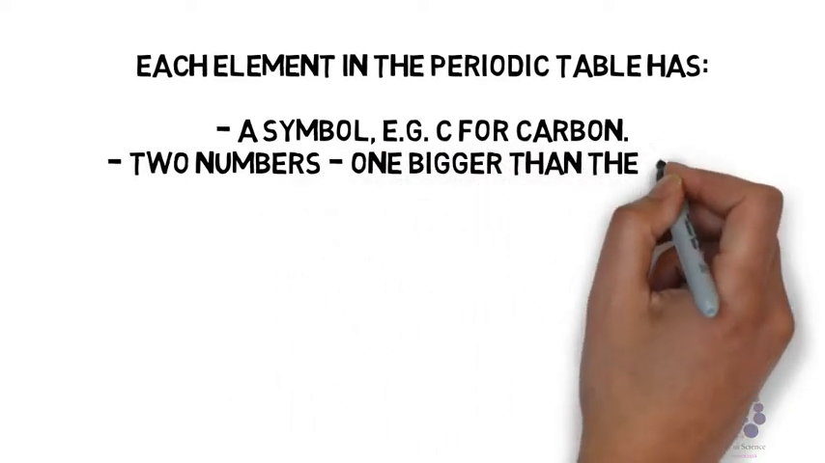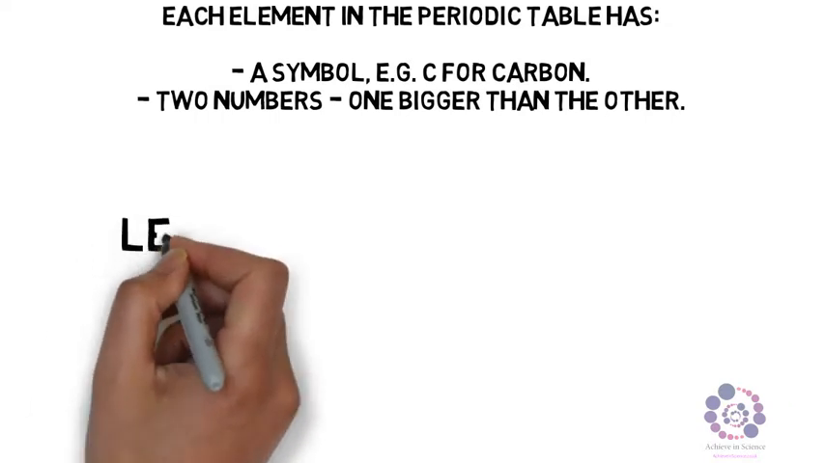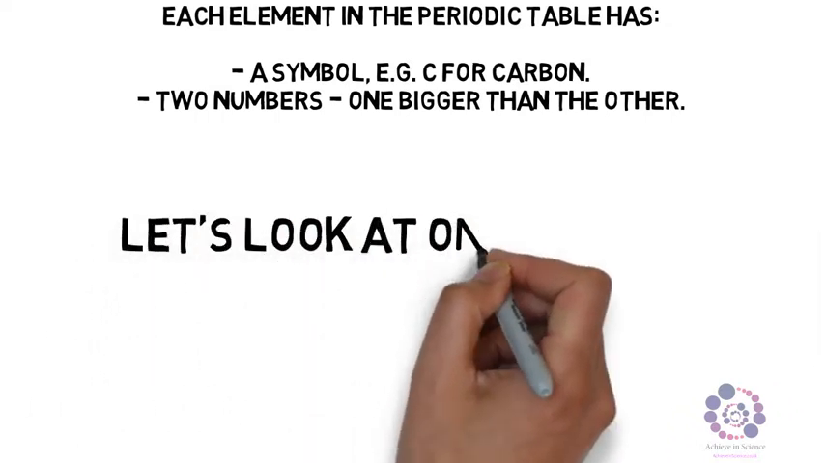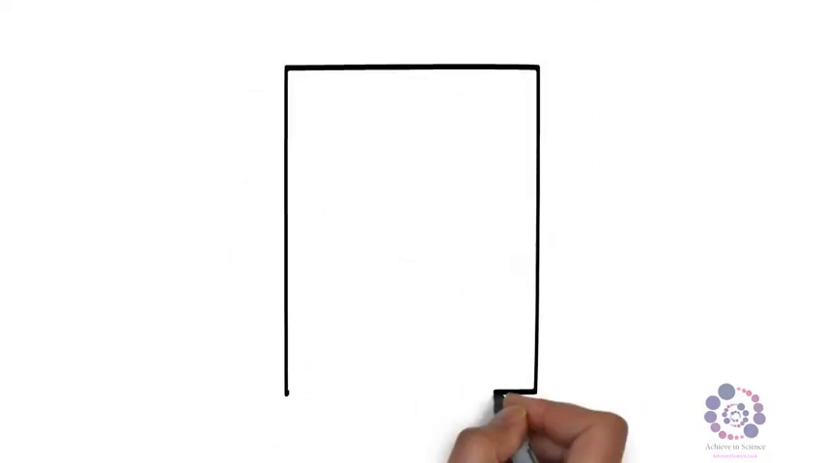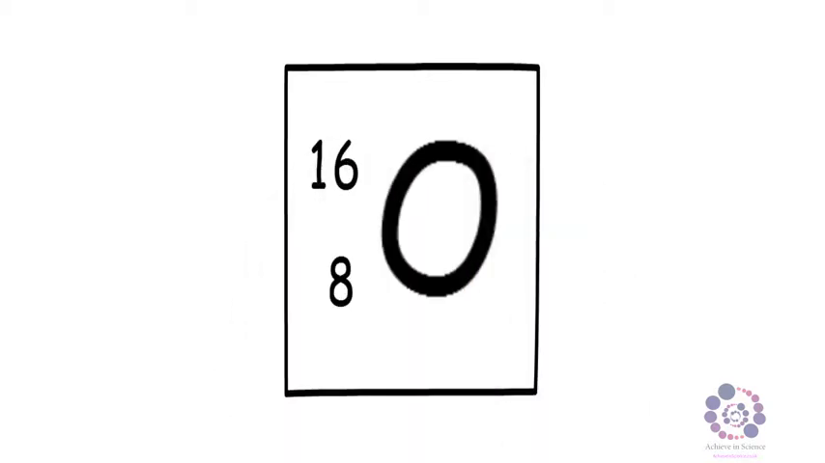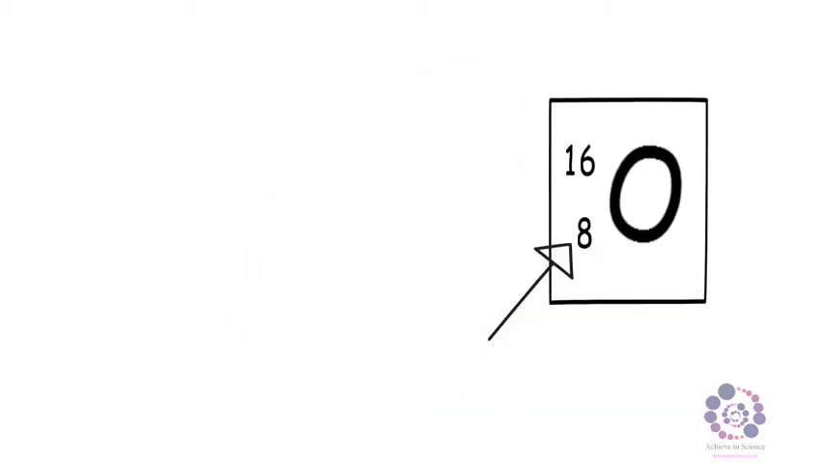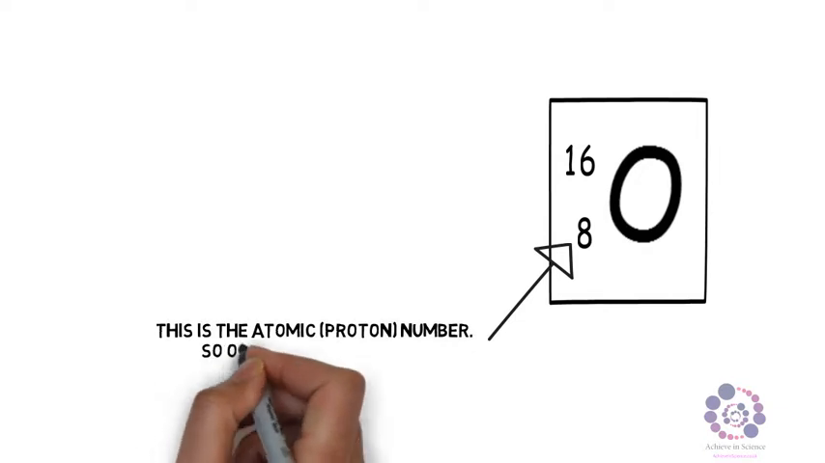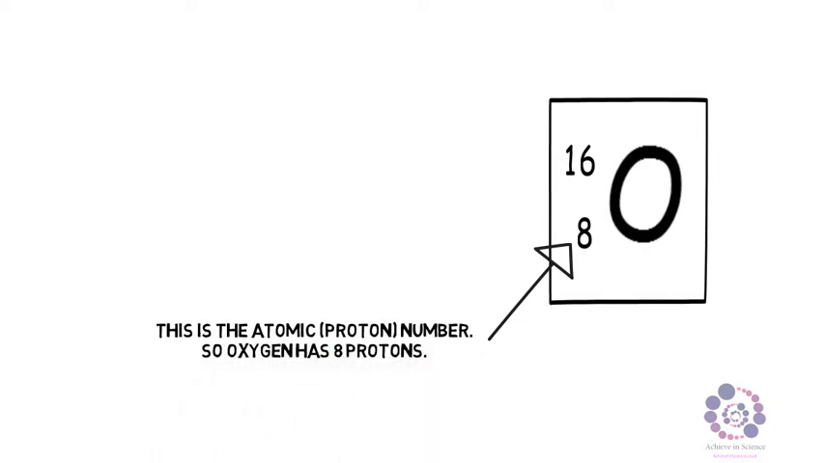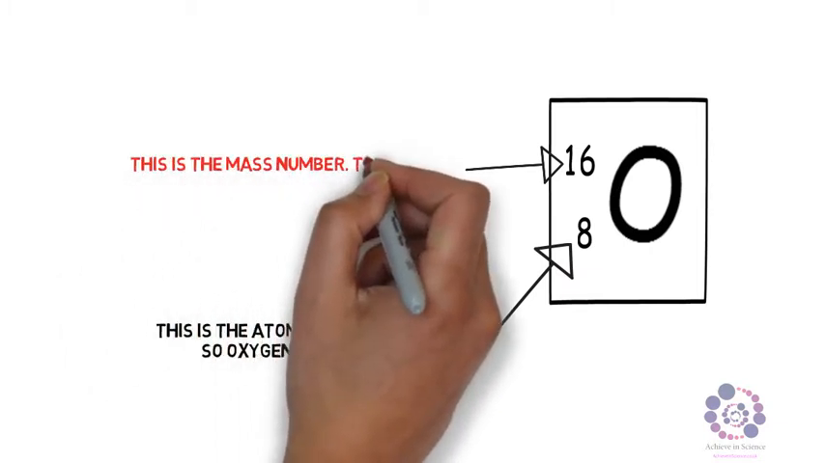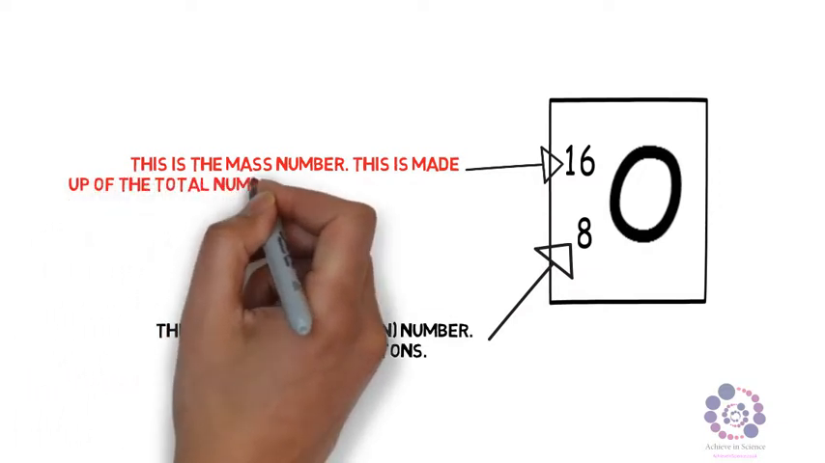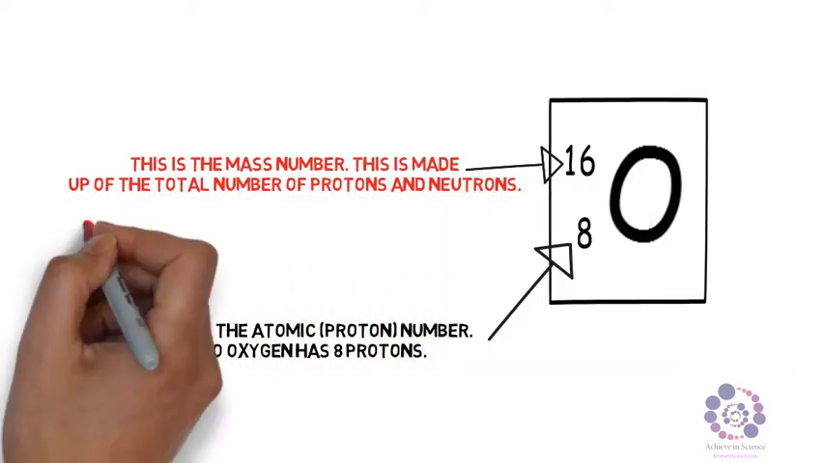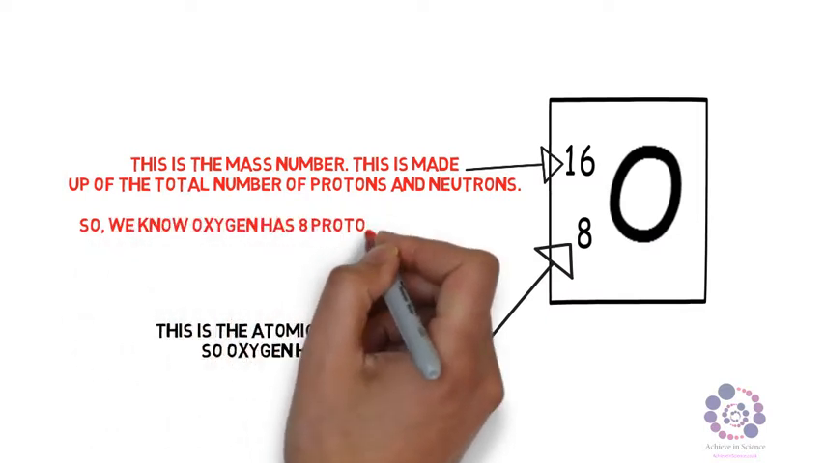Let's first of all begin by looking at what these numbers refer to. So let's choose an element. An everyday element that we are familiar with is oxygen. If we locate oxygen in the periodic table, we will find that it has the symbol O, and along with it has two numbers, 8 and 16. The number 8 is the atomic number, the proton number, and this indicates that oxygen has 8 protons. The larger number, the 16, is the mass number, and this is the total number of protons and neutrons. As we already know that oxygen has 8 protons, it must also have 8 neutrons, because 8 plus 8 equals 16.